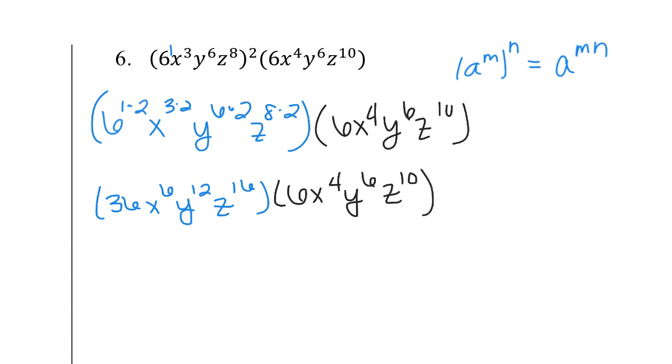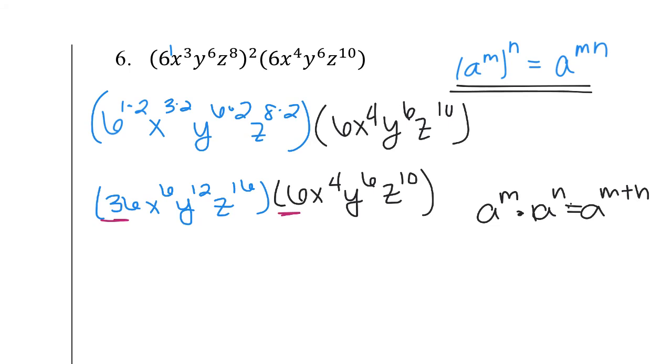Now, we don't have this power of a power rule anymore. What we do have is the product rule, where we add the like exponents together. Now again, this only is exponents, so this 36 and this 6 are not exponents, so those actually multiply together. So 36 times 6 makes 216. Then we have an x to the 6th times an x to the 4th. So that means I'm going to add their exponents together.